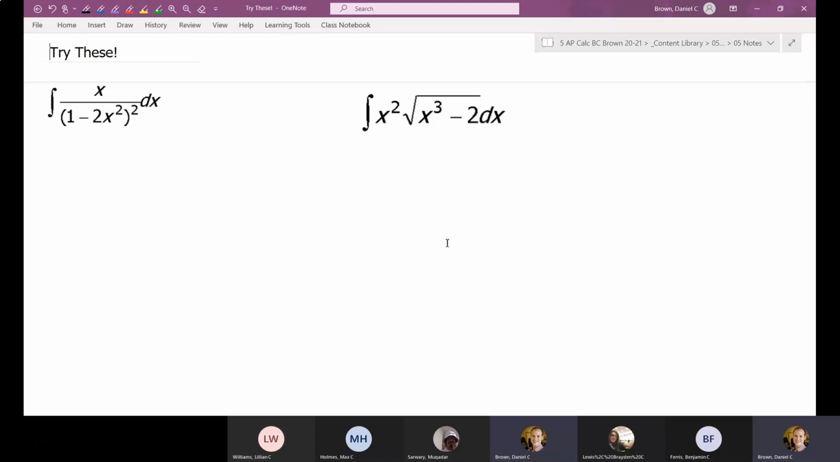But take a few moments to try those, and then we will move to the definite integral, which does complicate a few things when you're doing it with yourself. I'll give you a moment to try those before I just jump in and do it.